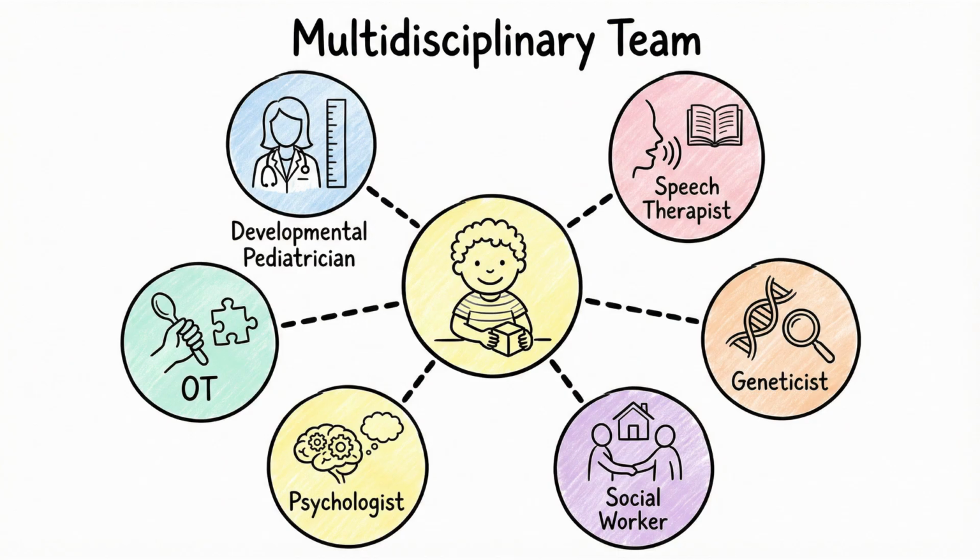ASD management requires a multidisciplinary team. As the F&P, you are the quarterback, coordinating care across specialists. The core team typically includes a developmental pediatrician or a child psychiatrist for diagnosis and medication management, a speech-language pathologist, an occupational therapist, a psychologist or ABA therapist, and a social worker. The school team is also critical. Genetics referral is recommended for all children with ASD to evaluate for underlying conditions, such as Fragile X or Rett syndrome.